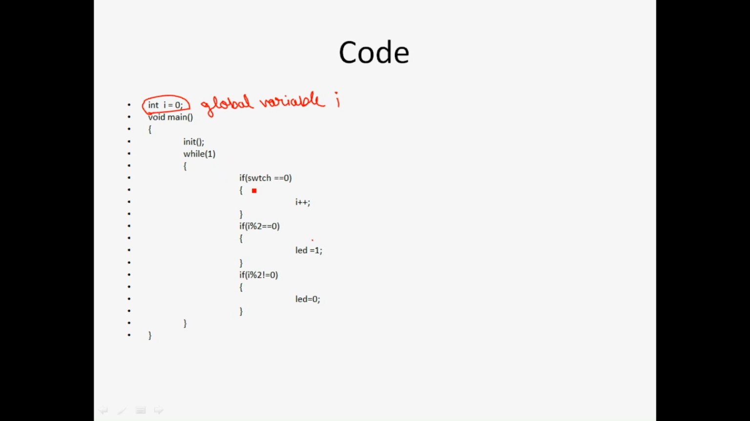After that, in the while loop, for the logic part, we have 3 if statements. Now let's see what exactly these statements are doing. In these if statements, switch is compared to 0. What does it mean that switch is equal to 0? Here I am comparing the switch identifier to 0, checking whether it is 0 or 1.